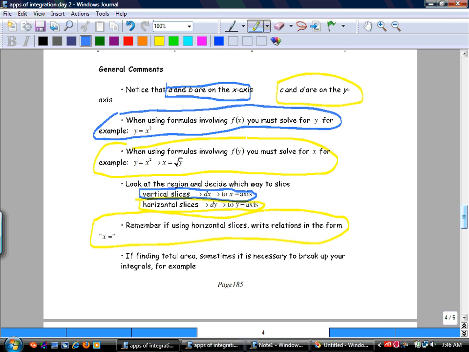If finding total area, sometimes it's necessary to break up integrals. Don't do it all at once, right? So if I ask for total area, you have to remember that anything below the x-axis has to be found separately and then flipped up, right? Made positive.